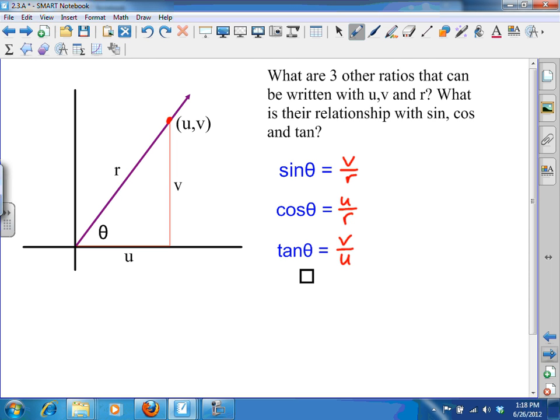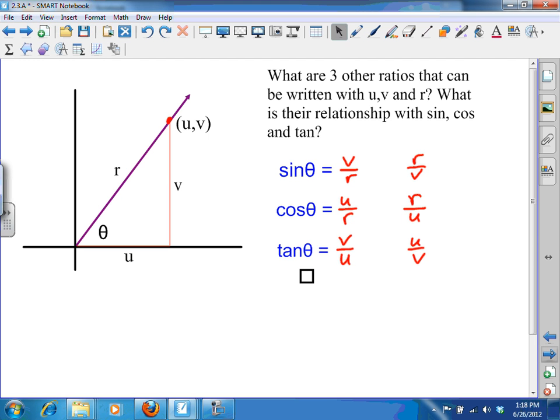Here's the same picture with U, V, and R, and here's what we just defined for sine, cosine, tangent. Now what are three other ratios that can be written using U, V, and R? And what is the relationship with sine, cosine, and tangent? Well, I could do things like this. I could write R over V. That's another ratio that I could use, and I could also take the reciprocal of each of these things, turn each of these fractions upside down, and you get some other fractions, and these guys have names.